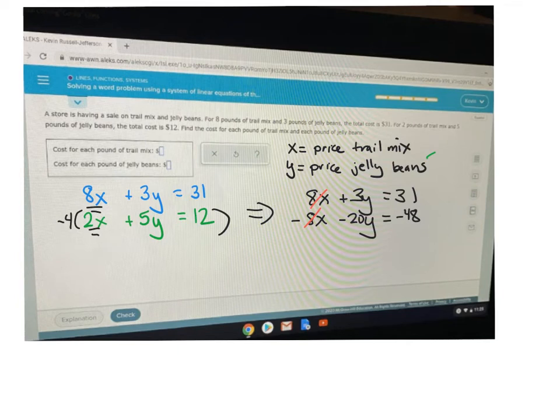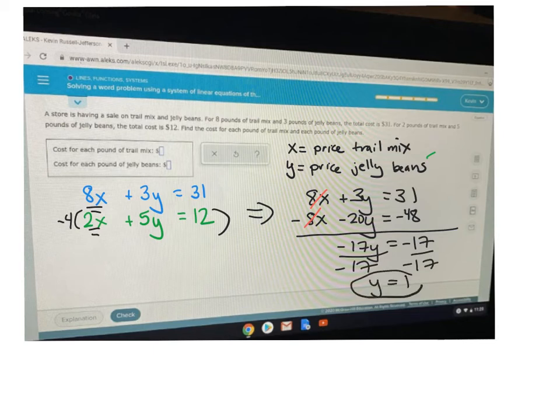So the 8x's eliminate. Positive 3 plus a -20 is -17y. And 31 plus -48 is -17. So I'll divide by -17. So y is 1. Now, what did we just find? Well, 1 is y, which is the price of the jelly bean. So each pound of jelly beans costs $1.